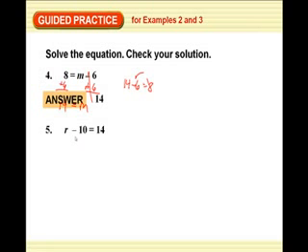R minus 10, I add 10, add 10. The 10s cancel out. R equals 24. 24 minus 10 is 14. It checks.